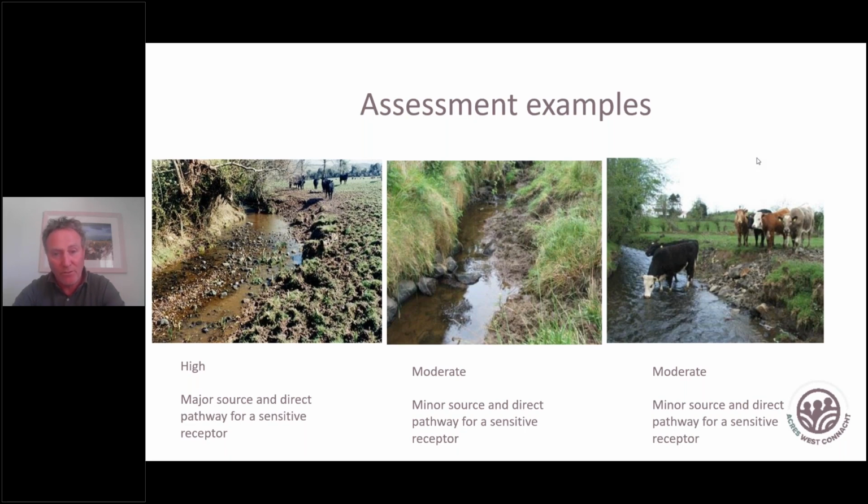Moderate might be a minor source and a direct pathway. So this is where there might be a small pinch point where animals are accessing, but it's not giving rise to massive issues and it's not very extensive. So that might be a moderate impact. And again, the one to the right is similar again. You've got a minor source, but again, a direct pathway to a sensitive receptor.